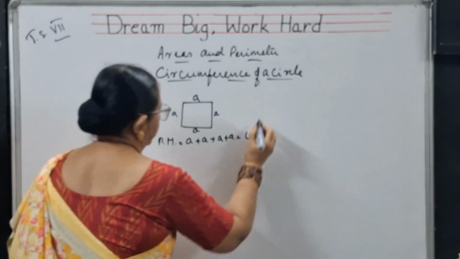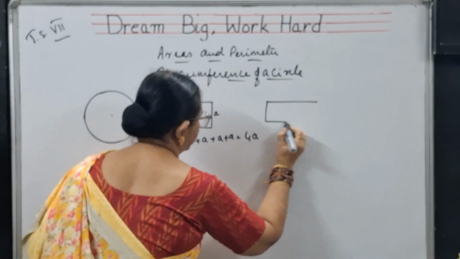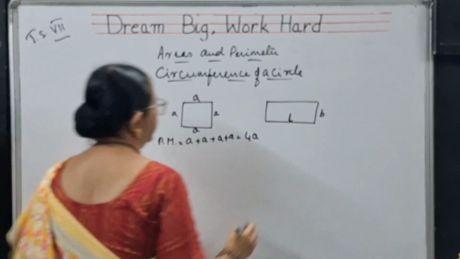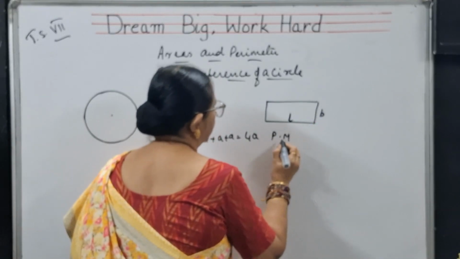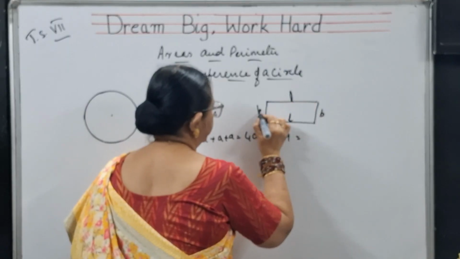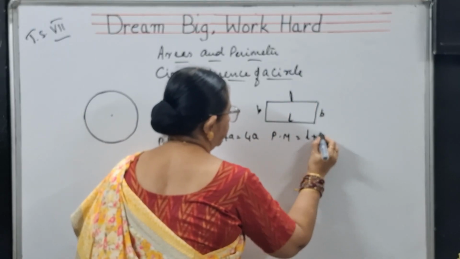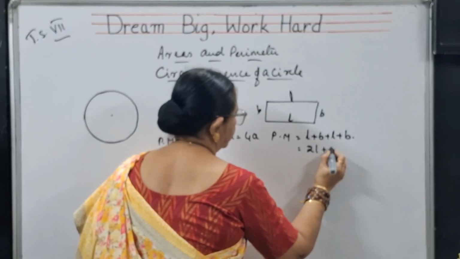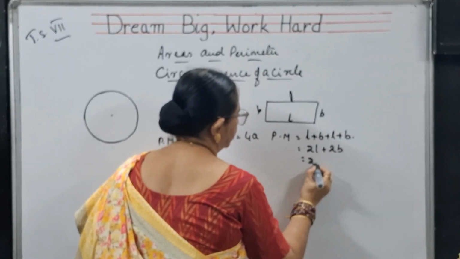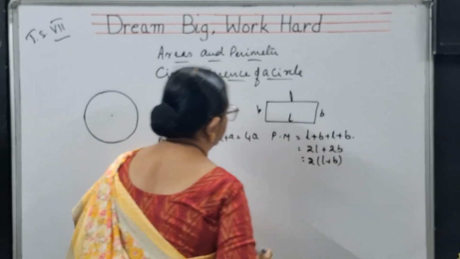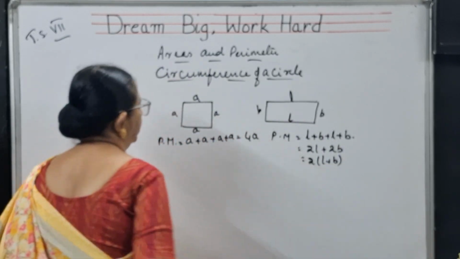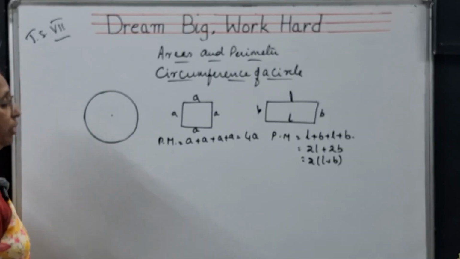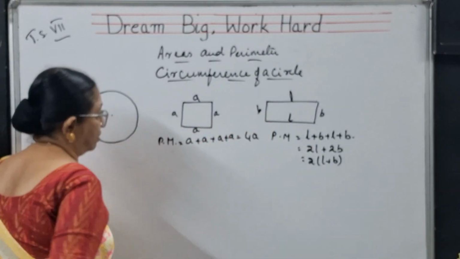Perimeter of a square. Similarly, if you go for a rectangle, this is L and B. And for this perimeter, how will you do this? This is L, this is B. So you will be writing it as L plus B plus L plus B. That is 2L plus 2B, that is 2 into (L plus B). So these are the formulae we have learnt about the perimeter of a polygon, which has sides.